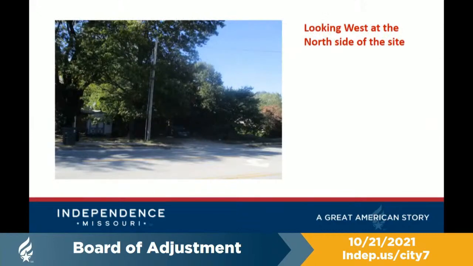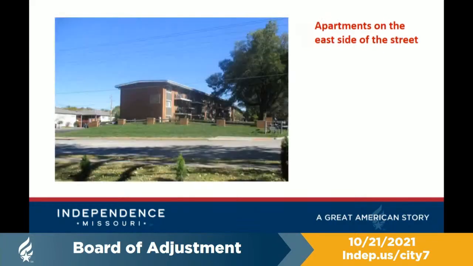This is looking west across Chrysler. Again, there's a little gray-blue building there, that accessory building that will be moved and then replaced. There's the neighbor's driveway, which goes back to a garage, which is not very visible in this. And then the house is to the right of the car. These are apartments that are across the street on the east side of Chrysler here.